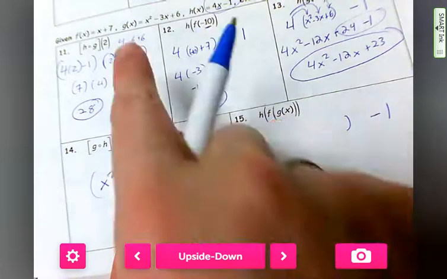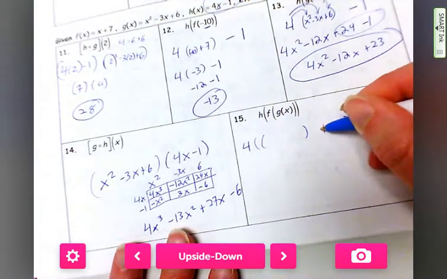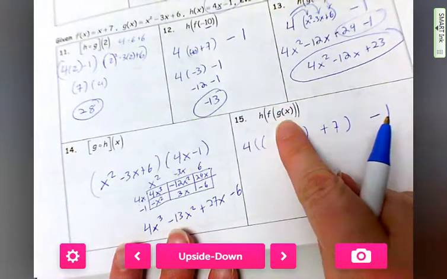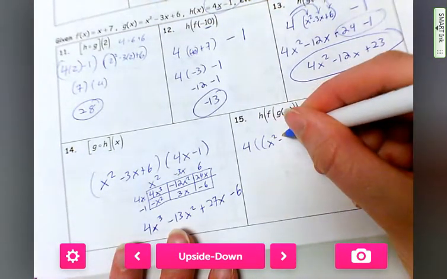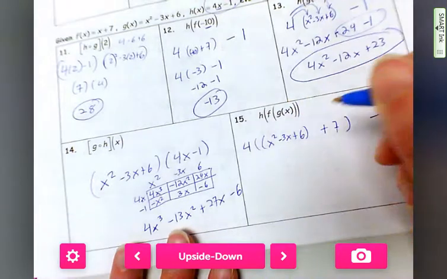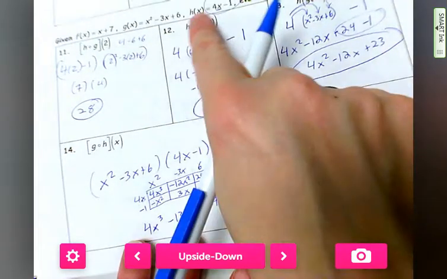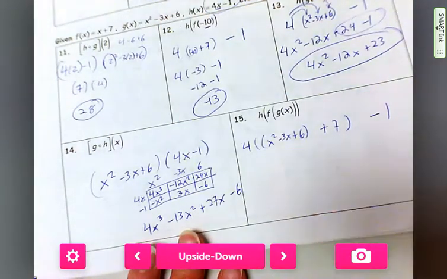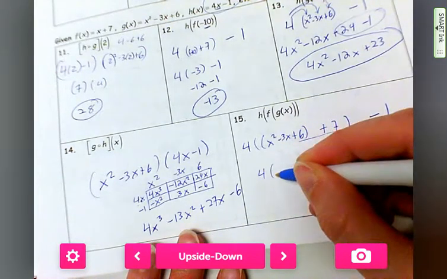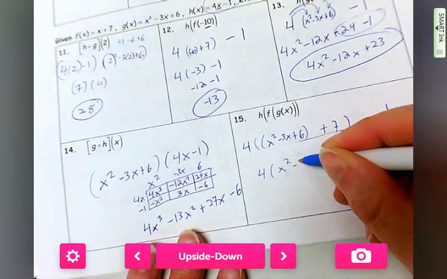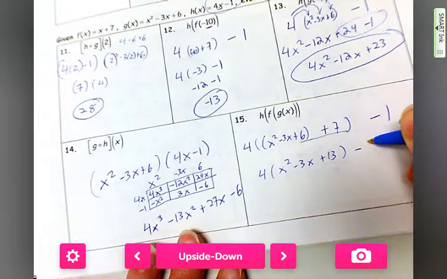F is x plus 7. So again, big parentheses, plus 7. And then g of x needs to go on the inside. So in here needs to go x squared minus 3x plus 6. Okay, that's that g of x. Put that in the inside. So first I can add 6 and 7. So I'm going to have 4 times x squared minus 3x plus 13 minus 1.